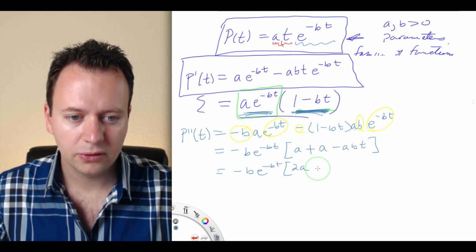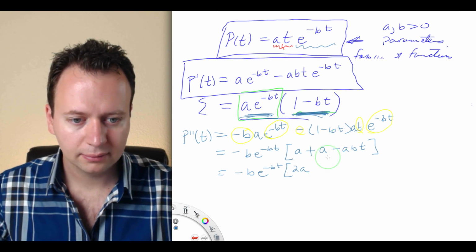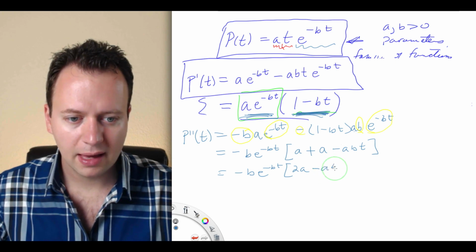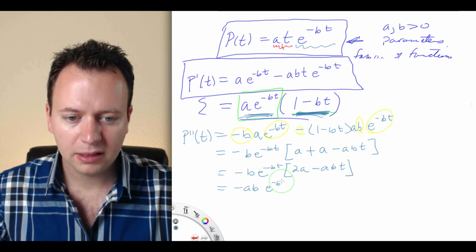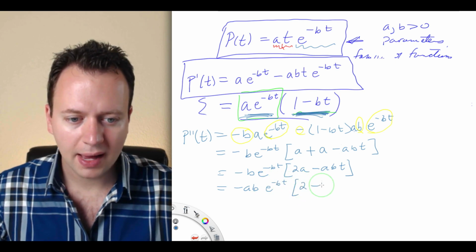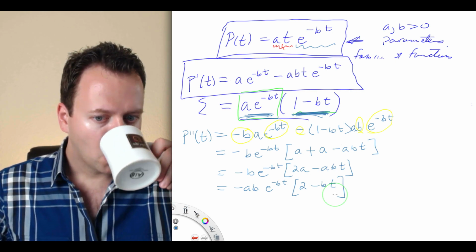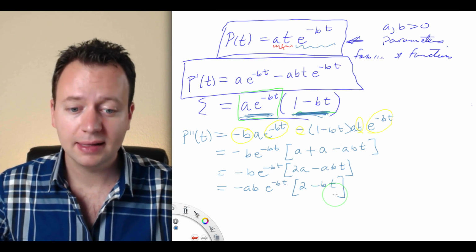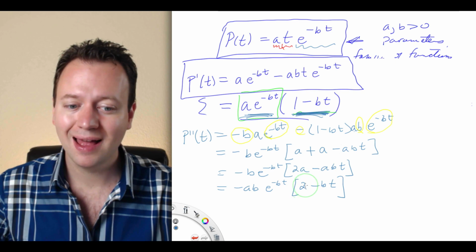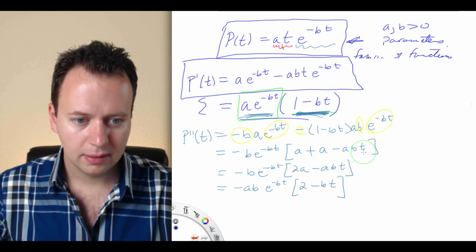I could have factored out an a too, couldn't I? Yes, I can. I'll do that in a moment. So 2a minus abt. So in other words, it's equal to minus ab e to the minus bt times 2 minus bt. So there's the second derivative. It's negative ab e to the minus bt times the quantity 2 minus bt. So let's see. Yeah, I think that looks right.